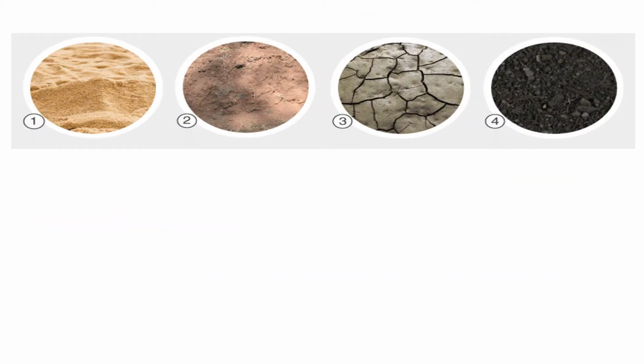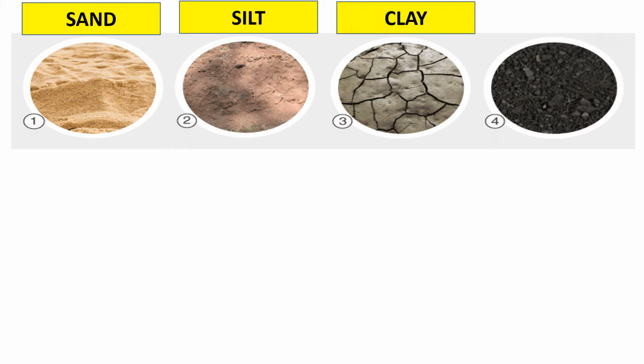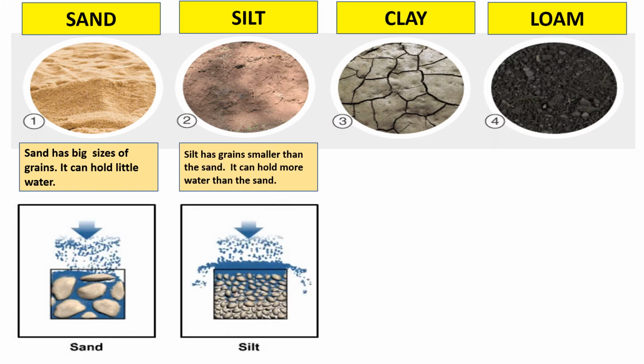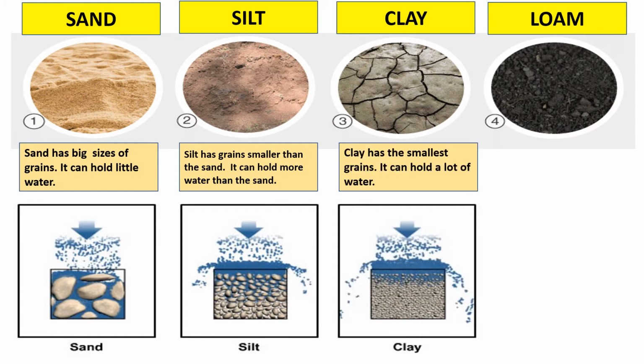Different soils are found in different places. Like rocks, soils differ in color and texture. We have here 4 different types of soil: sand, silt, clay, and loam. Sand has big grains. It can hold little water. Silt has grains smaller than the sand. It can hold more water than the sand. Clay has the smallest grains. It can hold a lot of water.